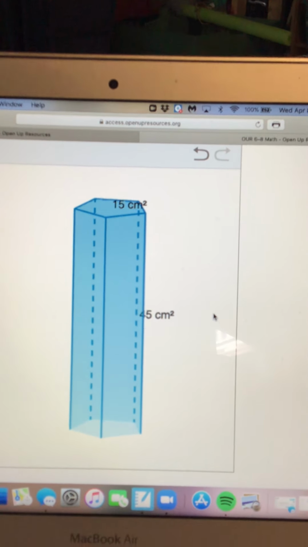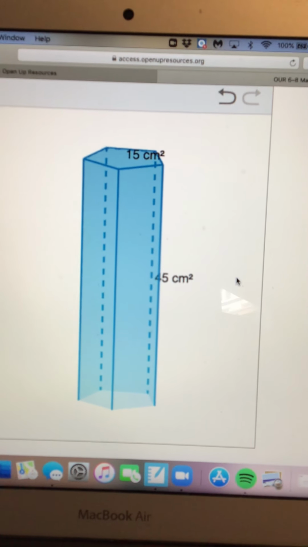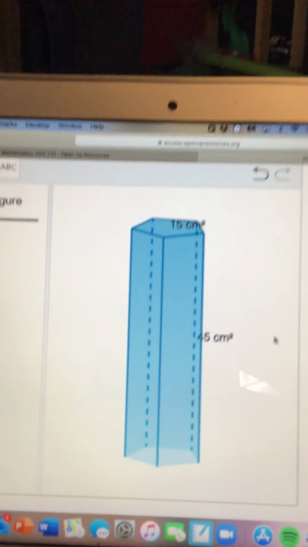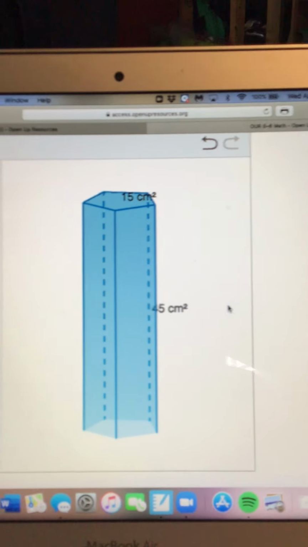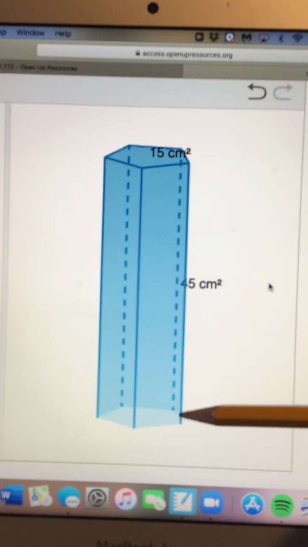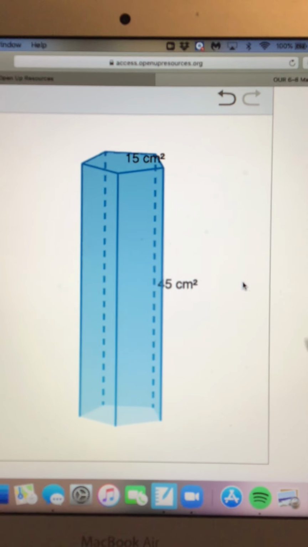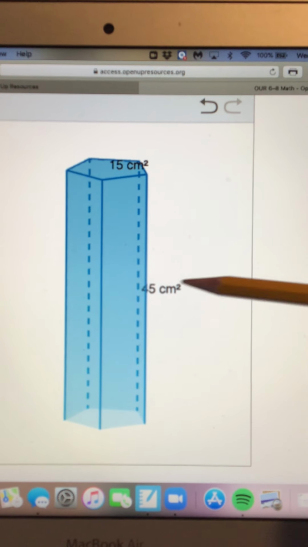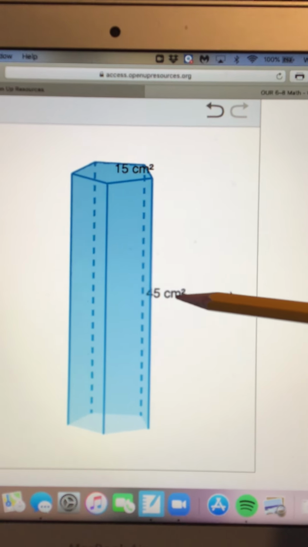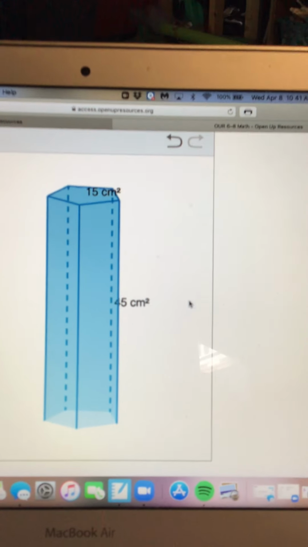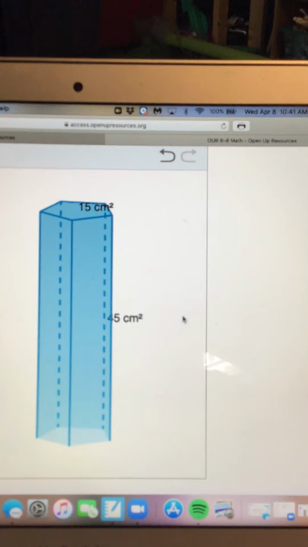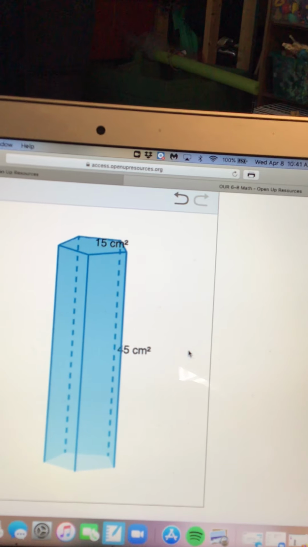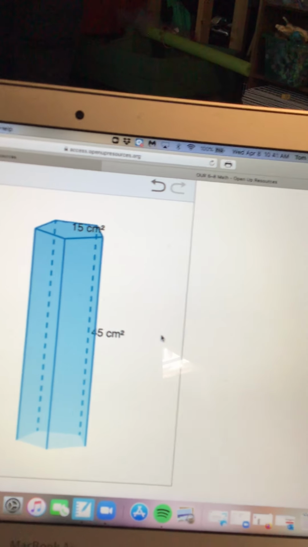That shouldn't be squared though, that should just be 45 centimeters if that's the height. Oh no, that's not giving me the height. I bet it's giving me the area of the side. Okay, it's giving me the area of this big rectangle. Yeah, so they got that one poorly labeled. We'll just say it's 45 centimeters. So the volume would be 15, which is the base, times the height. So 15 times 45, and again, you guys can use a calculator, that's fine with me. 15 times 45, I get 675.